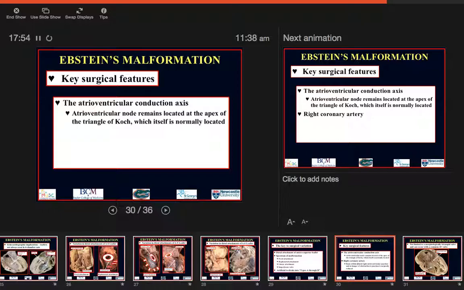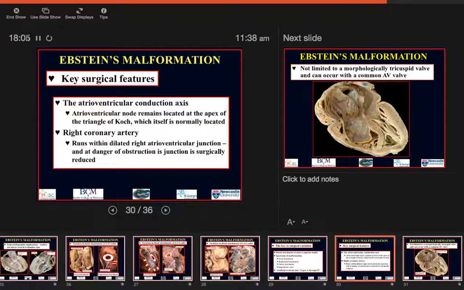So returning to the conduction tissue, which is our focus, the atrioventricular node remains at the apex of the triangle of Koch, and the triangle of Koch itself is normally located. Thinking of the surgeon, don't forget the right coronary artery, because it runs within the dilated atrioventricular junction and can easily be obstructed if an attempt is made to plicate the AV junction during surgical repair.